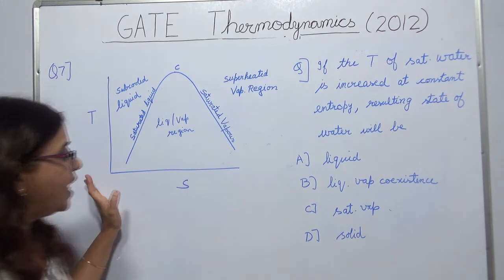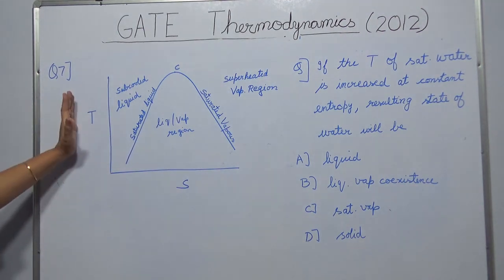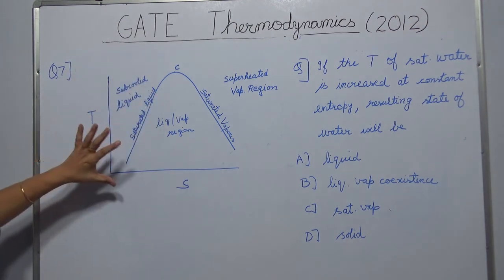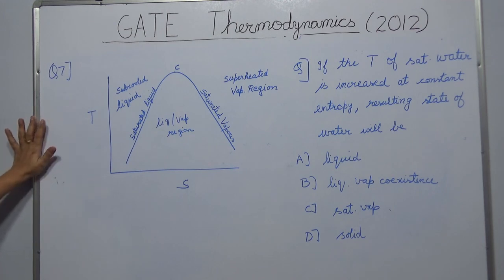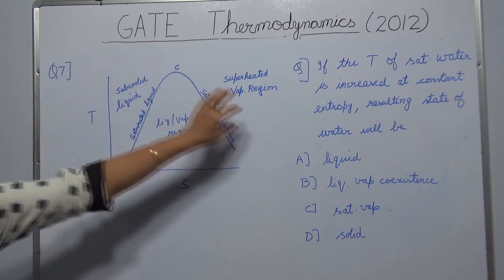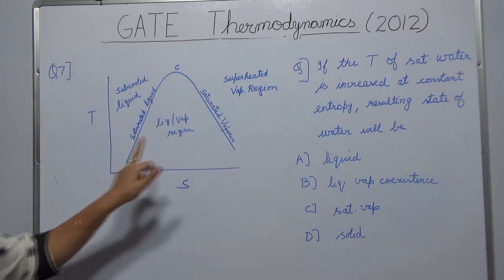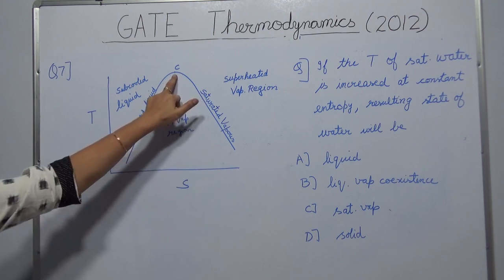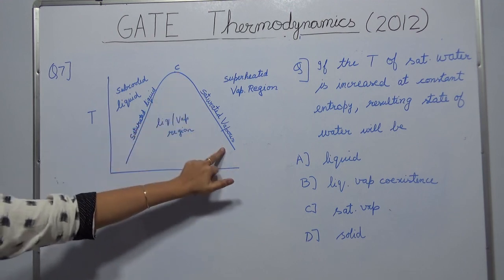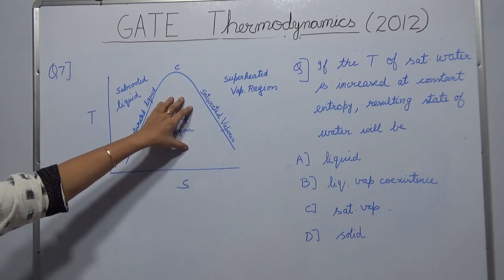So for that I have drawn a TS plot for you. This is temperature, this is entropy, and in this TS plot, you will see that it very much looks like your PV plot. So this is your subcooled liquid, this is your superheated vapor region, and you have again a bell-shaped curve up to the critical point over here. This arm represents your saturated liquid, and this represents your saturated vapor. Under this bell-shaped curve, there is a liquid vapor coexistence region.